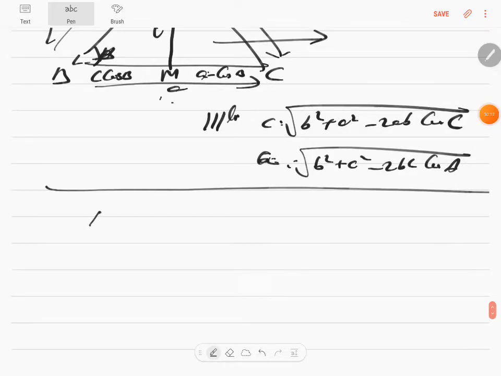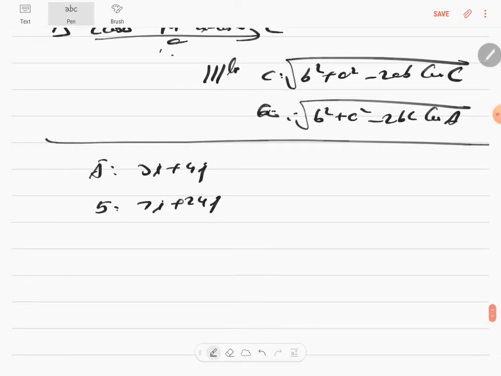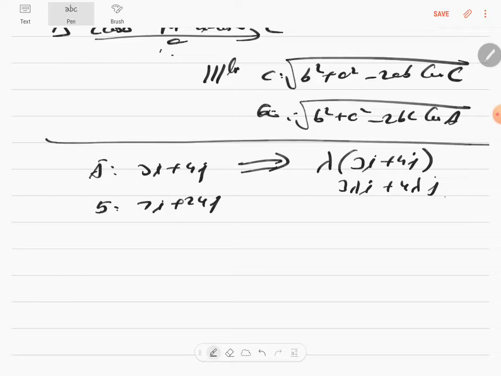Supposing there is an A vector which is 3i plus 4j, and a B vector which is 7i plus 24j. Find a vector having the same magnitude as B but parallel to A. The moment you write parallel to A, it is lambda times (3i plus 4j), or 3 lambda i plus 4 lambda j. But it should have the same magnitude as B.